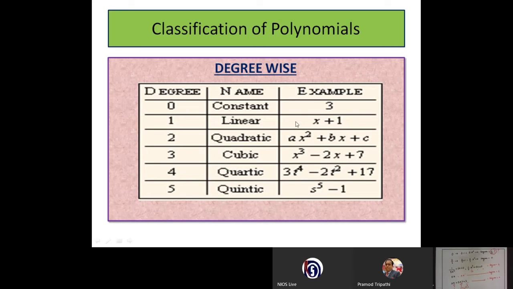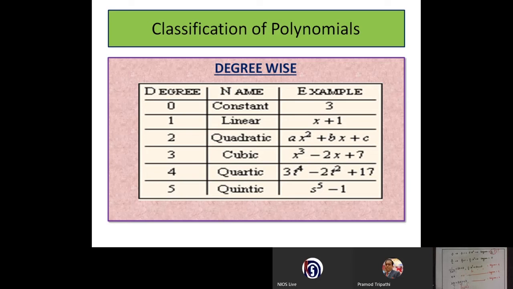Quadratic polynomial: ax square plus bx plus c. Cubic polynomial: x cube minus 2x plus 7. It is cubic because the degree is 3. Quartic is a polynomial with degree 4, and in the case of x raised to the power 5 minus 1, any polynomial with degree 5 is known as a quintic polynomial. I think it is clear. The quintic polynomial.